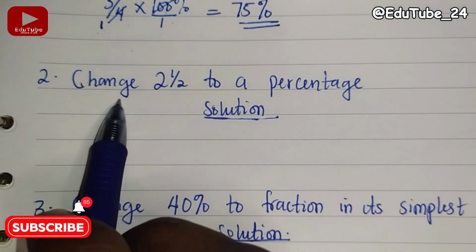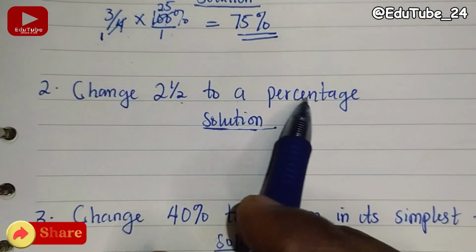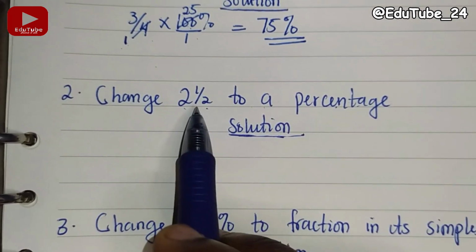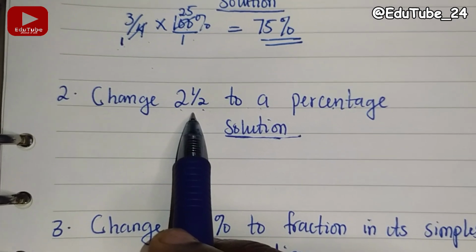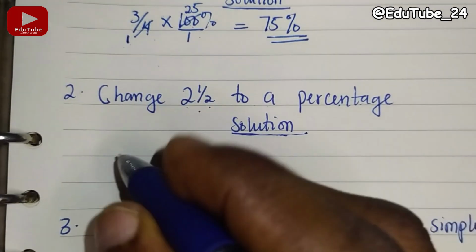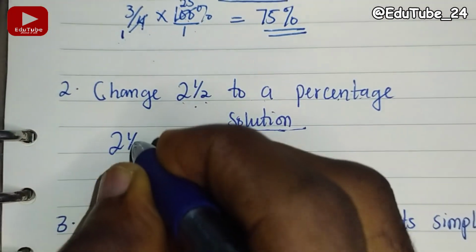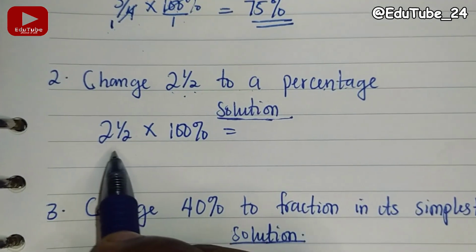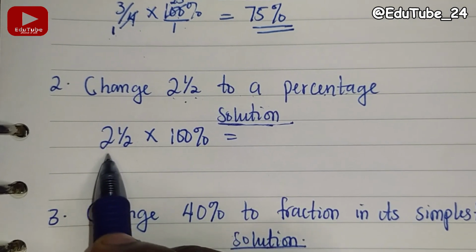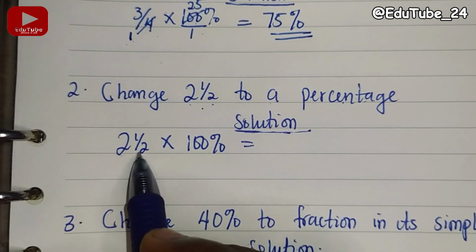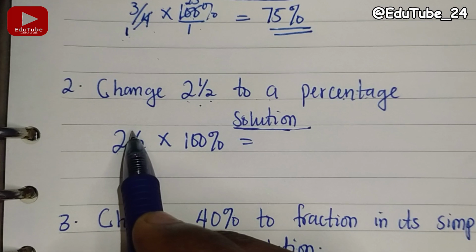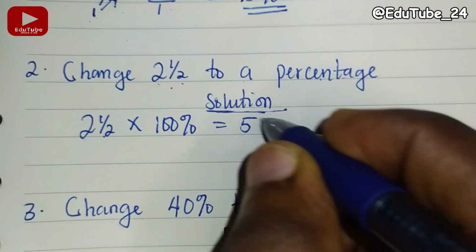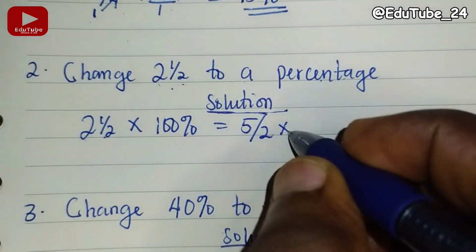Then number 2 says change 2.5 to a percentage. As we did in the first example, to change a number to percentage, we basically multiply by 100%. So I'm just going to write 2.5 times 100%. In this case, we are going to convert this mixed number to an improper fraction. To do that, 2 times 2 gives me 4, then 4 plus 1 gives me 5. So my improper fraction will be 5 out of 2.